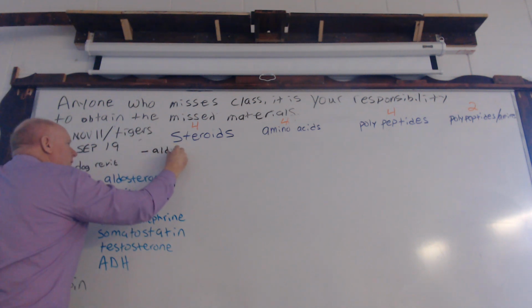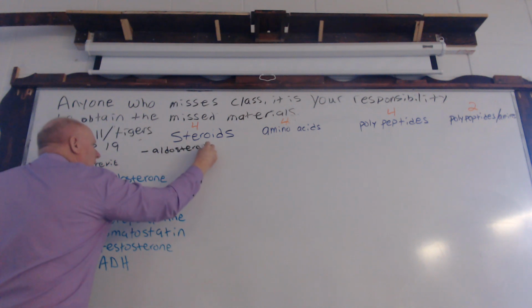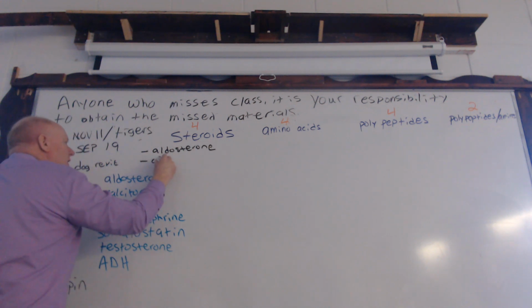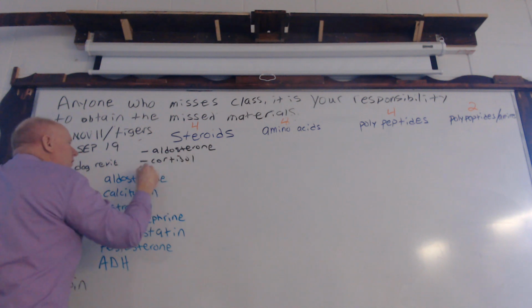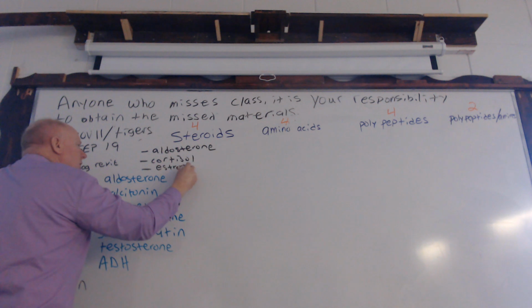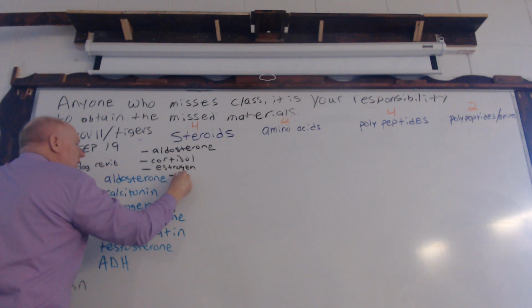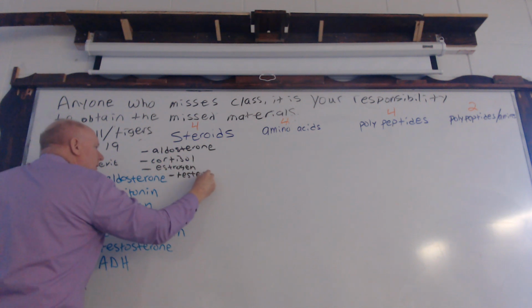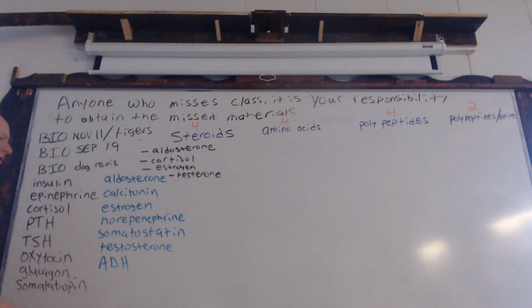Aldosterone. Okay, cortisol. Okay, and then you said estrogen, and then testosterone. Now, there's no rhyme or reason why these are separate colors. It's just that when they're written next to one another, you know that it doesn't belong together.